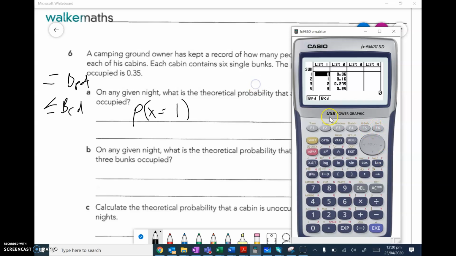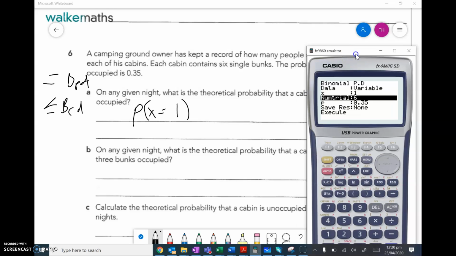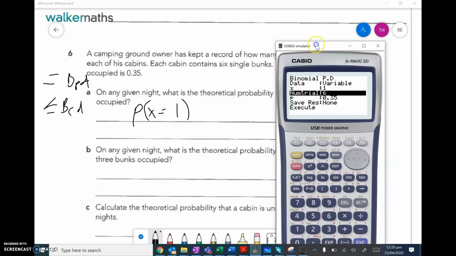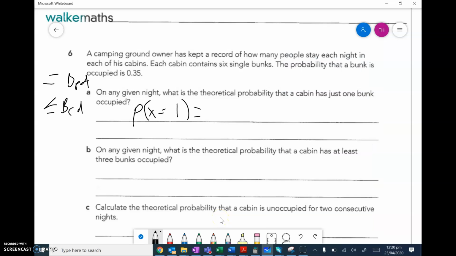Distribution, binomial, and because I'm doing equal to, I'm doing BPD. My x, I'm looking for exactly 1. My number of trials, he's got 6 single bunks in each room, so it's 6 trials, and the probability that a bunk is occupied is 0.35. So I've got 0.35, press equals to get 0.244. That one was nice and easy.